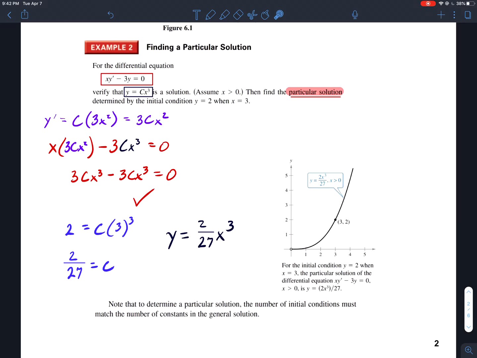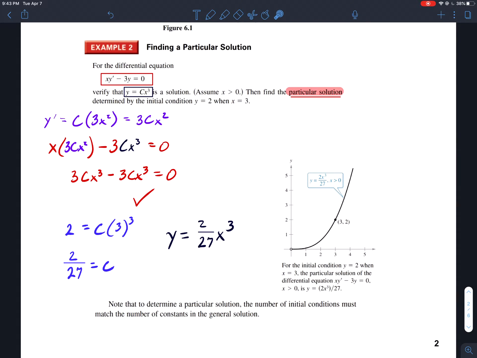All right. Then off to the right, we've got a graph of this particular situation. The solution looks like this. All right. And they said x must be positive, so they've got an open dot here at the origin, and it's increasing off to infinity. Notice that it has to go through the point (3, 2) because that is on the curve. All right. It says note that to determine a particular solution, the number of initial conditions must match the number of constants in the general solution. The number of initial conditions has to match the number of constants.